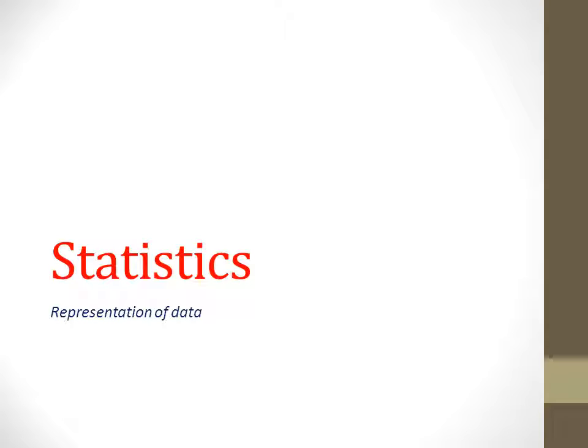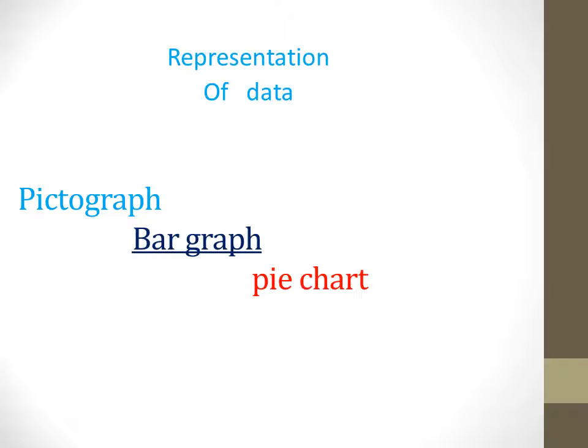Today our topic is statistics. In this representation of data we have three types, and most of the time we use these three types. One is pictograph, second is bar graph, third is pie chart. So we will go through them step by step: first pictograph, then bar graph and pie chart.